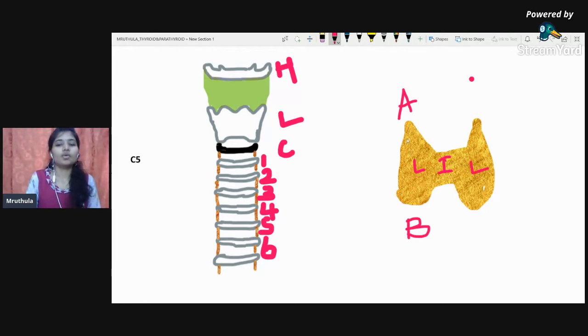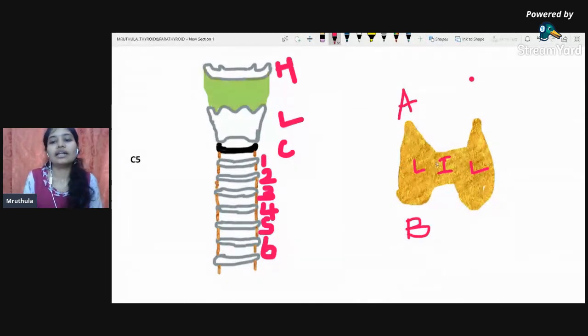Now, what is the extent of the lateral lobe? The apical extent is up to the oblique line of the thyroid cartilage. On the thyroid cartilage, there is a line called oblique line. It's a marking. That is the maximum extent above. And below, the base can extend up to 5th or 6th tracheal ring.